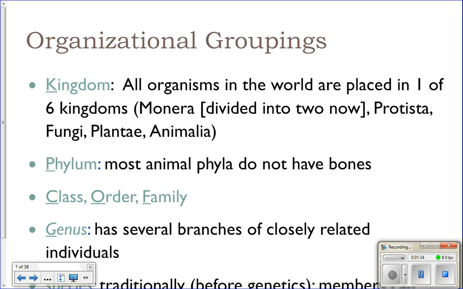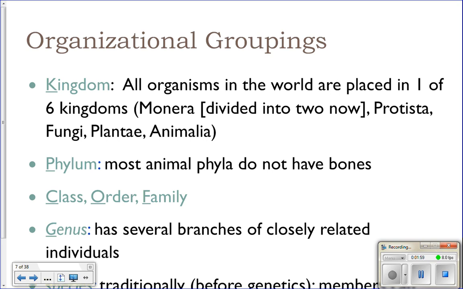The next level of classification is the phylum. Most animal phyla do not have bones. They're mostly invertebrates. We'll talk more about that, but most of the animal phyla don't have bones. And actually, some phyla are exclusive to the ocean. So in this course, we get to talk about a lot of animals that you wouldn't get to talk about in other courses because they're found only in the ocean.